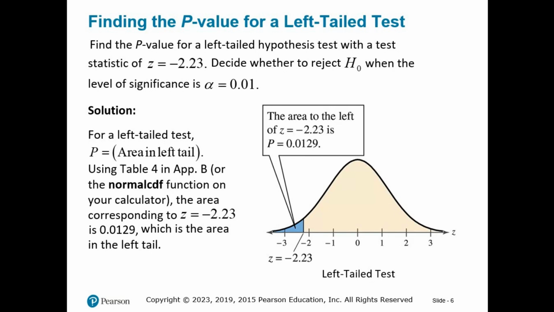So let's compare it. Is 0.0129 smaller than 0.01? No, it's not. So that means we fail to reject the hypothesis. And that's how you should approach all of these. Find the area, ask if it's smaller than the significance level in decimal form. If it's not, fail to reject. If it is, reject. Okay, let's do another.